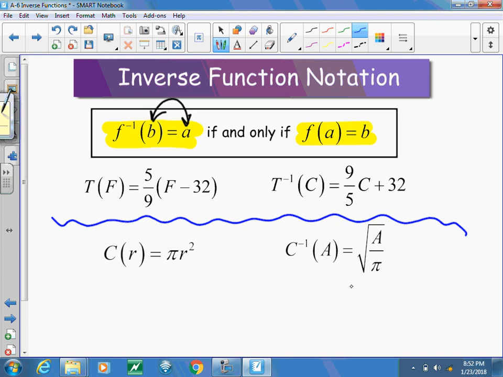Same thing goes down here in the bottom of working with the area of a circle. So the circle C of r is equal to pi r squared. That's our area. Well, if I wanted to change this around, I could say that the inverse of this is the square root of area divided by pi. And that would then end up giving you your radius. So inverse functions can be really helpful.